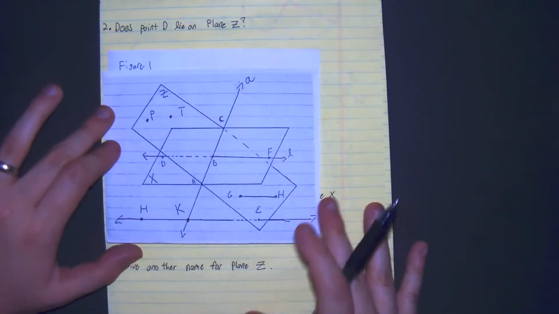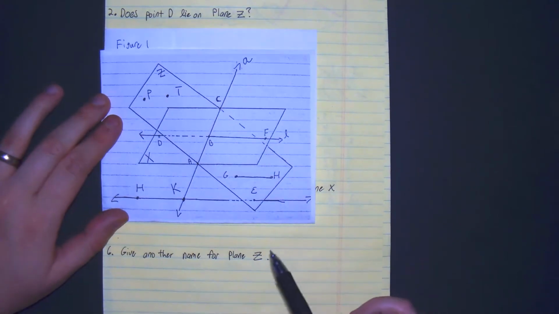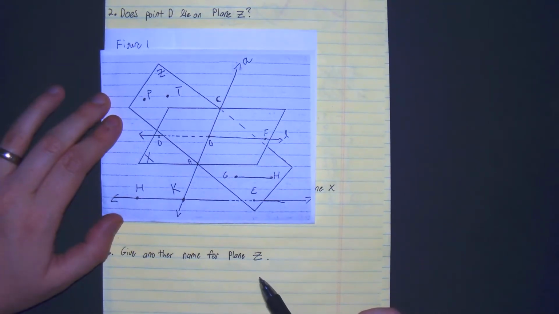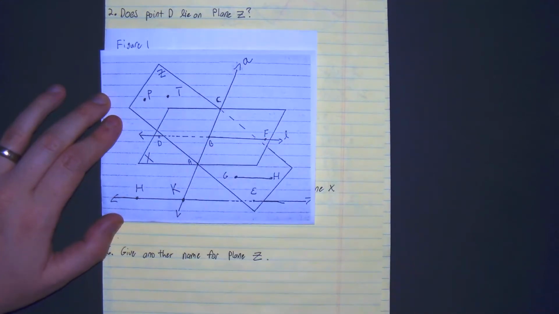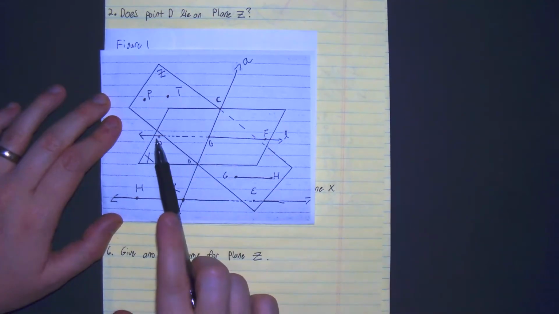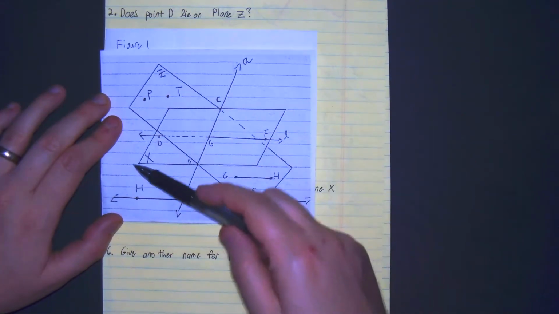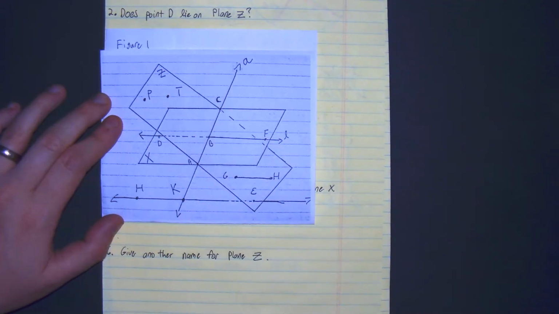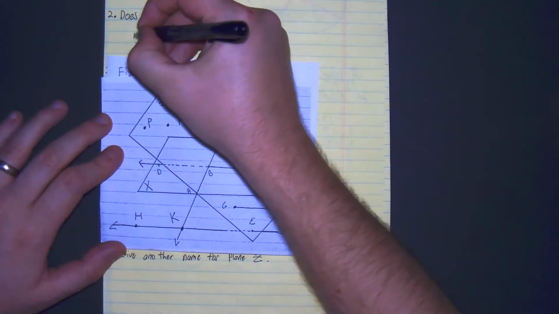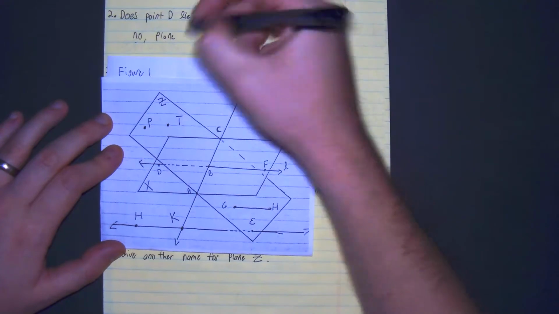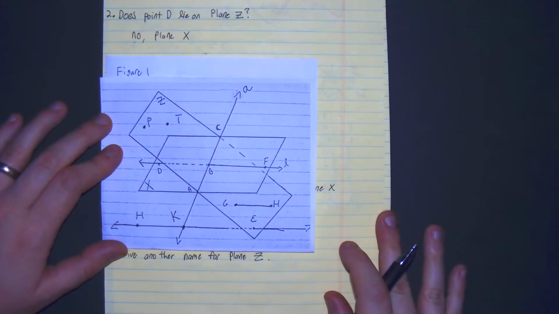Let's look at number 2. Does point D lie on plane Z? All right, here's our plane. As you can see, our plane is right there. We have points P, T, G, H, and E on plane Z. However, it looks like point D actually lies on this plane X. So does point D lie on it? No, because it lies exactly on top of plane X. No, plane X. All right, let's move on.